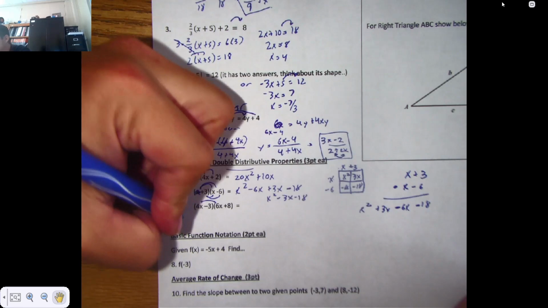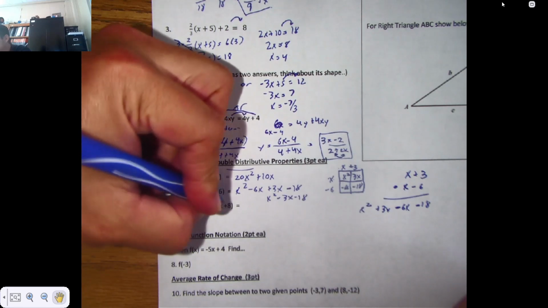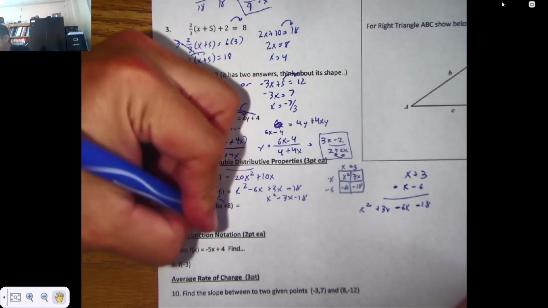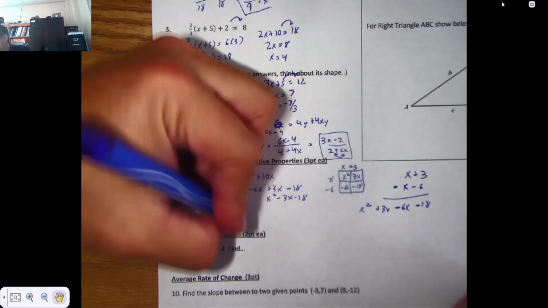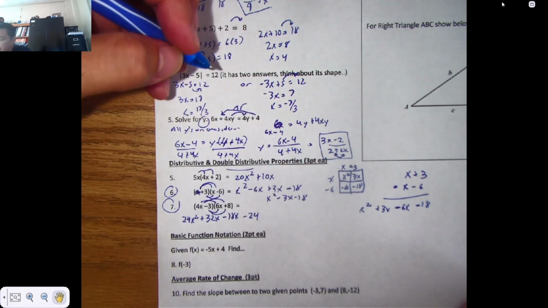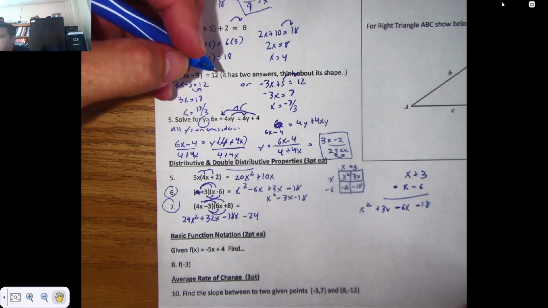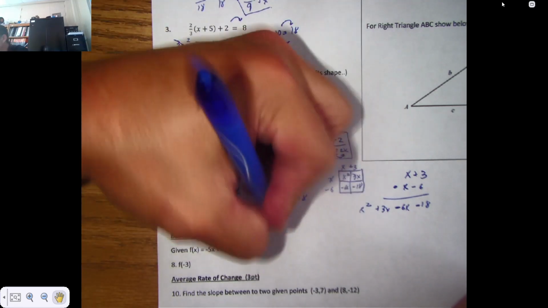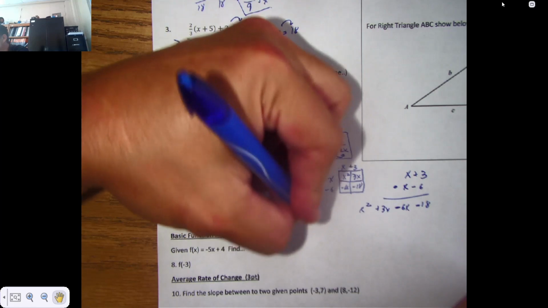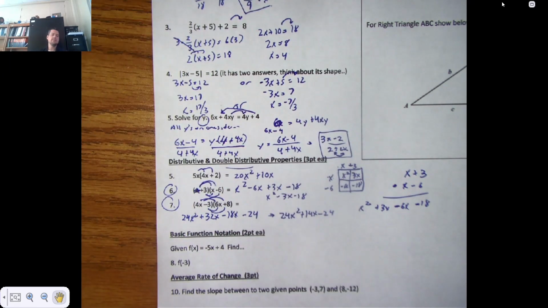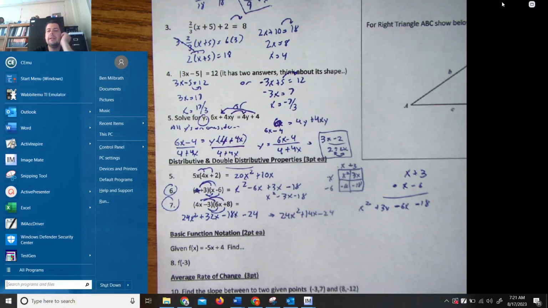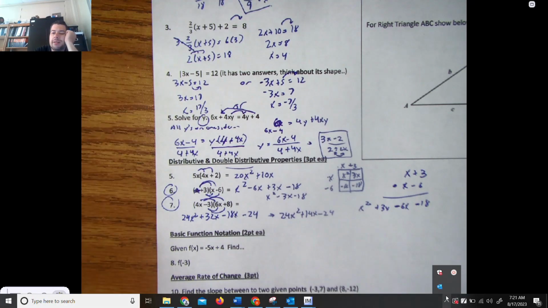4x times 6x is 24x to the second. 4x times 8 is plus 32x. Negative 3 times 6x minus 18x. Negative 3 times 8 minus 24. And if you put 32 and 18 together, I'm pretty sure you get 14. So 24x to the second plus 14x minus 24. And I'm going to pause this video and take myself a small break. And then I'll be right back with more.